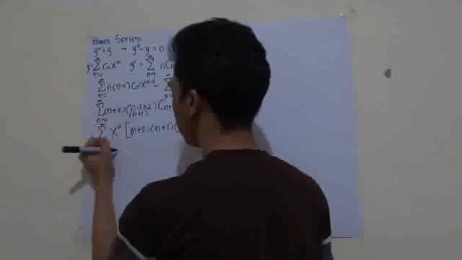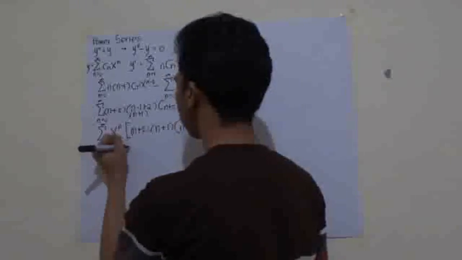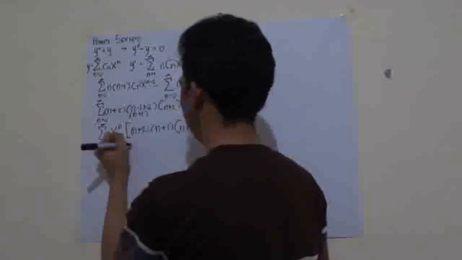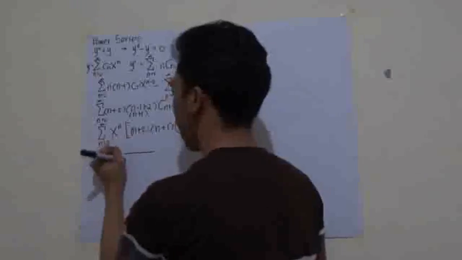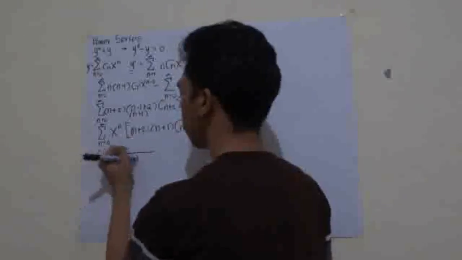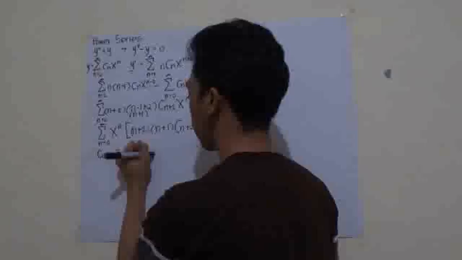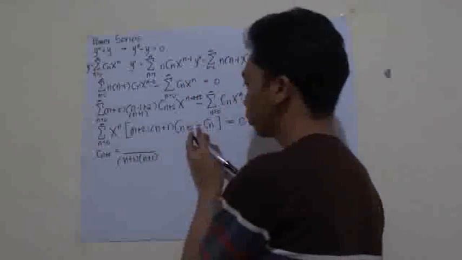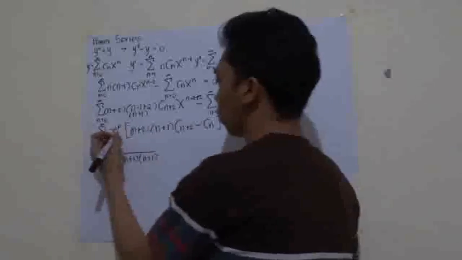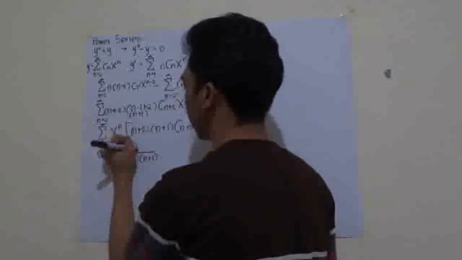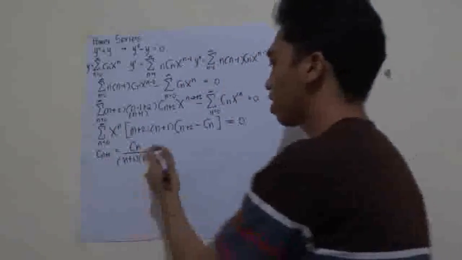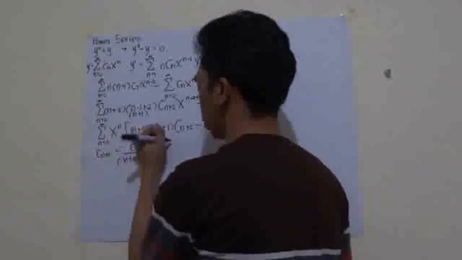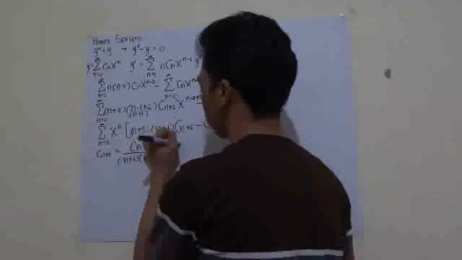And after this, we may now have our recursion relation by having c sub n plus 2 is equal to c sub n over n plus 2 times n plus 1, in which we transpose negative c sub n, so we have positive c sub n. And this is now our recursion relation.